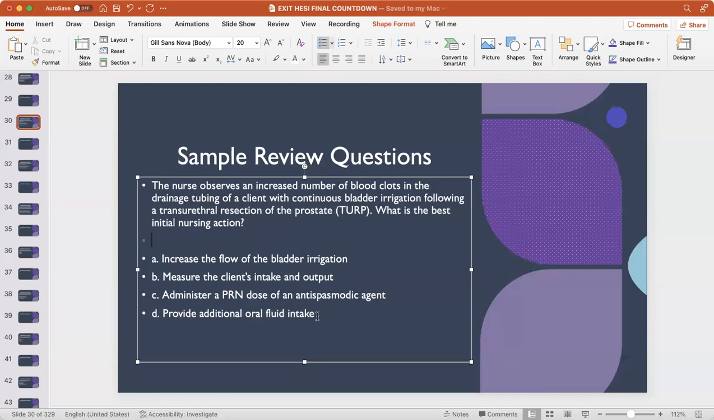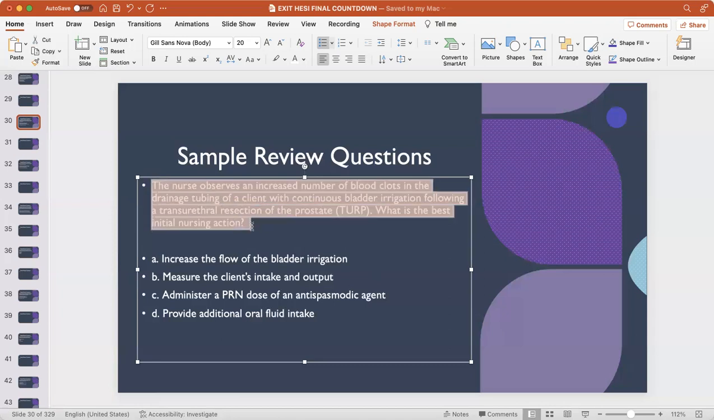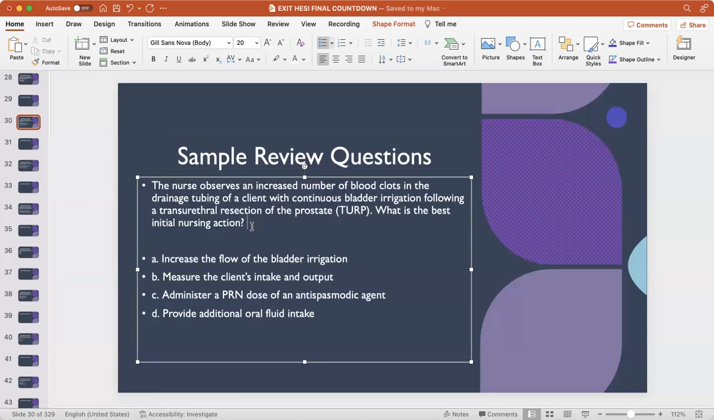Why would oral fluid intake help with the number of clots? Because it's going through your urinary system and then you're naturally just flushing it out. Thank you. The blood, recall, if you're severely dehydrated, what is the sign and symptom of severe dehydration? What are you going to have in your urine? Dark urine. Or blood, right?